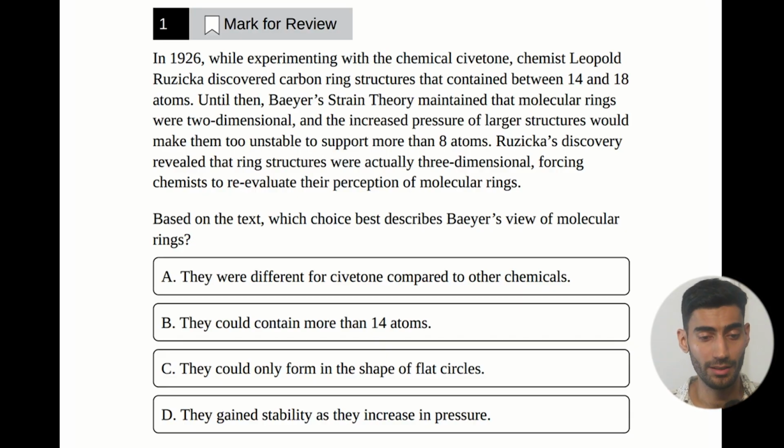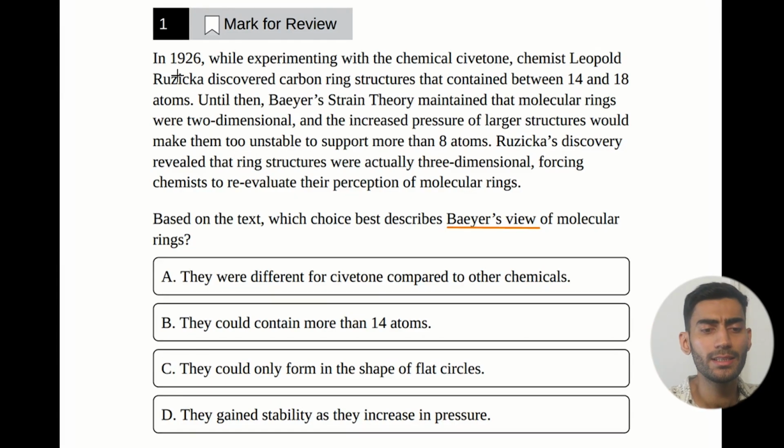Okay, so as promised, let's look at a couple of questions. So here I've got my passage, I have my question, and I have my choices. The first thing that I look for is the question. Based on the text, which choice best describes Bayer's view of molecular rings? So Bayer's view is what I'm looking for here. Bayer's opinion. What did Bayer think about this subject of molecular rings? So when I'm reading that text, I'm constantly thinking of Bayer's view. What does Bayer think about this according to this text?